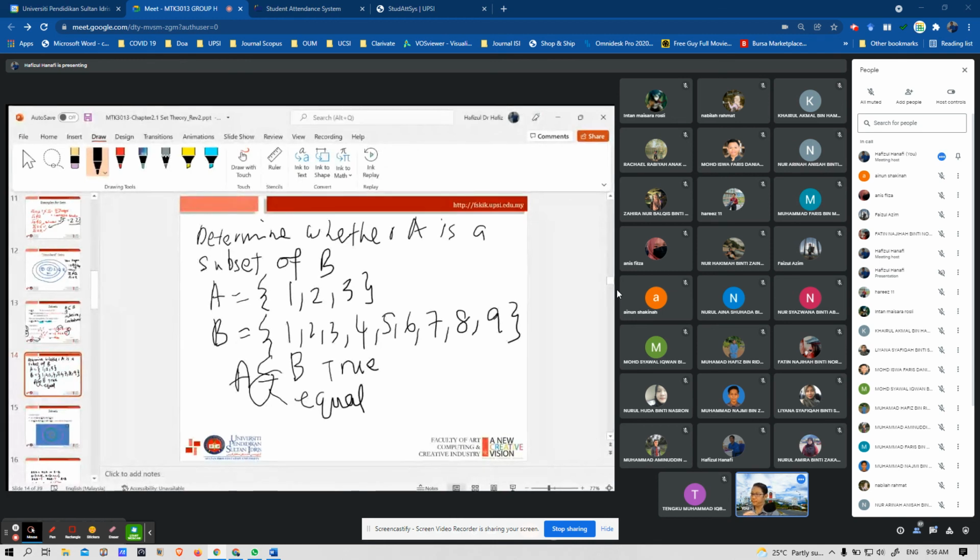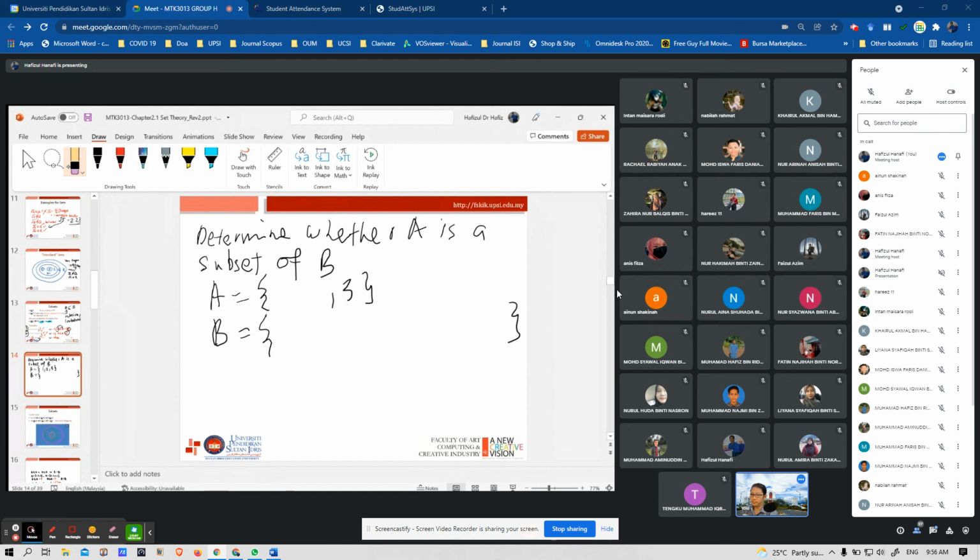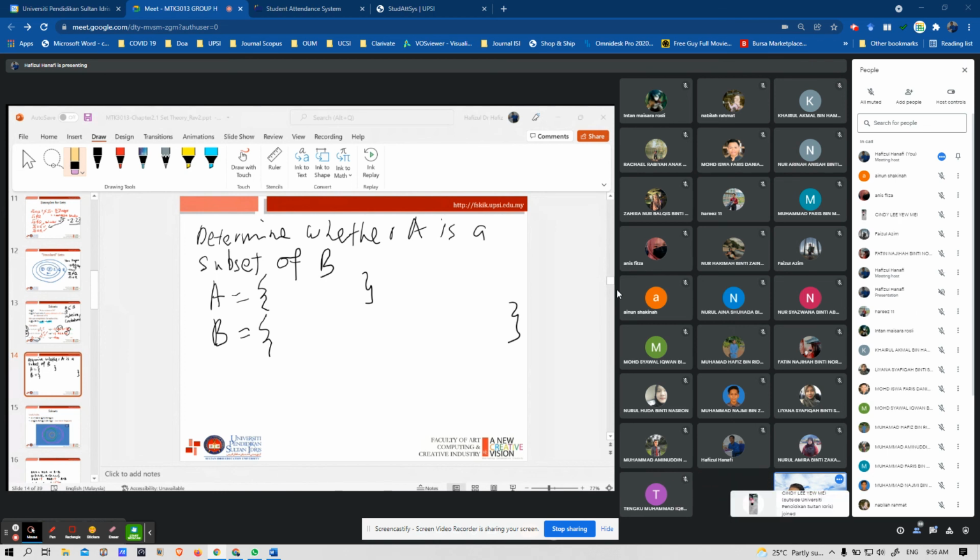Okay, if I say determine, also the same, but this one is a bit swapped. A is sedan, B is cars.